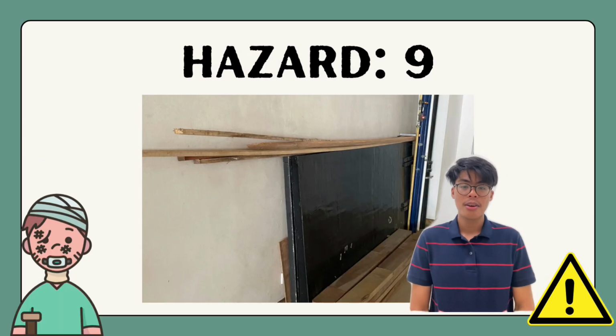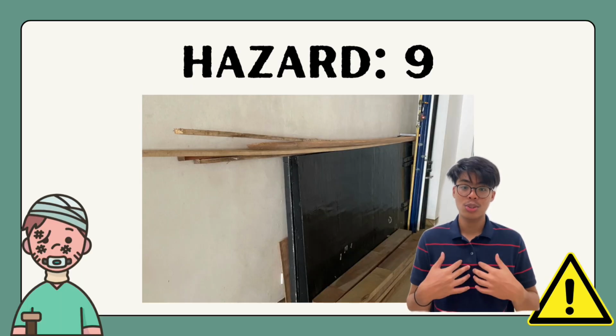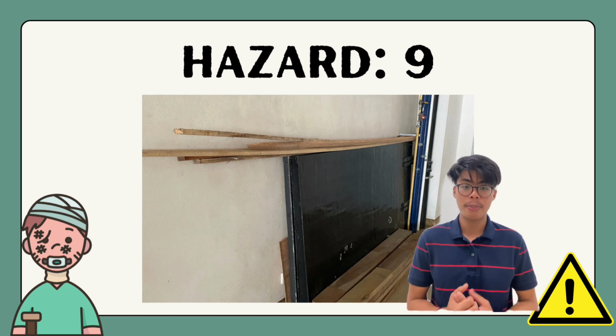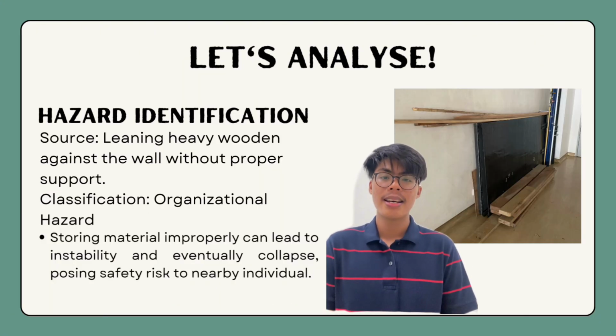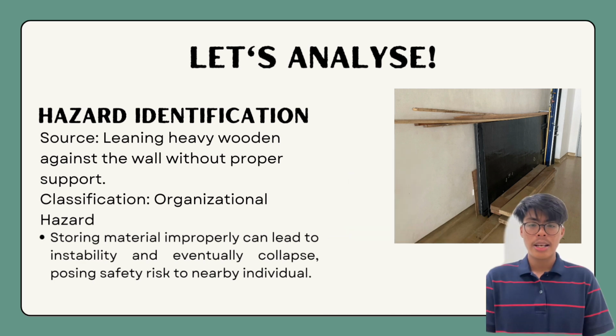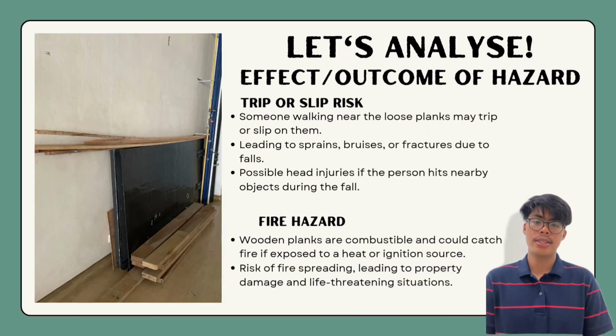Hi everyone, the next hazards that I will be presenting to you are improperly stored wooden planks and a broken stool. So we'll be talking about the risks, effects and how to control them. Let's begin. The first one is wooden planks. These planks are leaning against the wall and some are on the floor. And this creates 2 hazards, which are falling objects and tripping hazard.